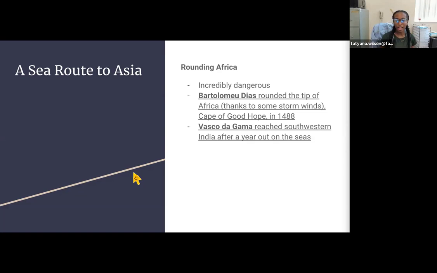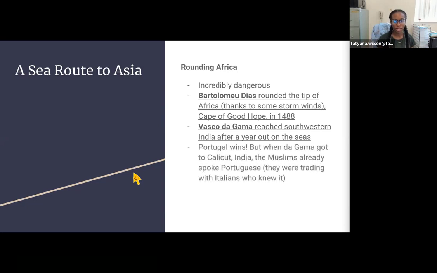And so this is now called the Cape of Good Hope because, hey, Good Hope, we're getting around Africa in 1488. And then Vasco da Gama, he's another Portuguese explorer who's going to reach southwestern India after a year out on the sea. So not only did he get around Africa, but he actually made it all the way to India. So now Portugal wins the exploration race.